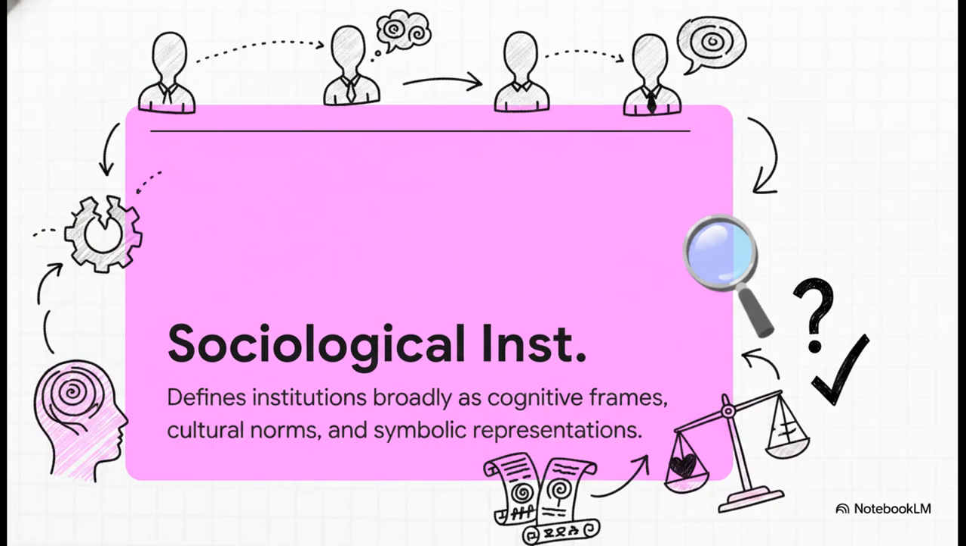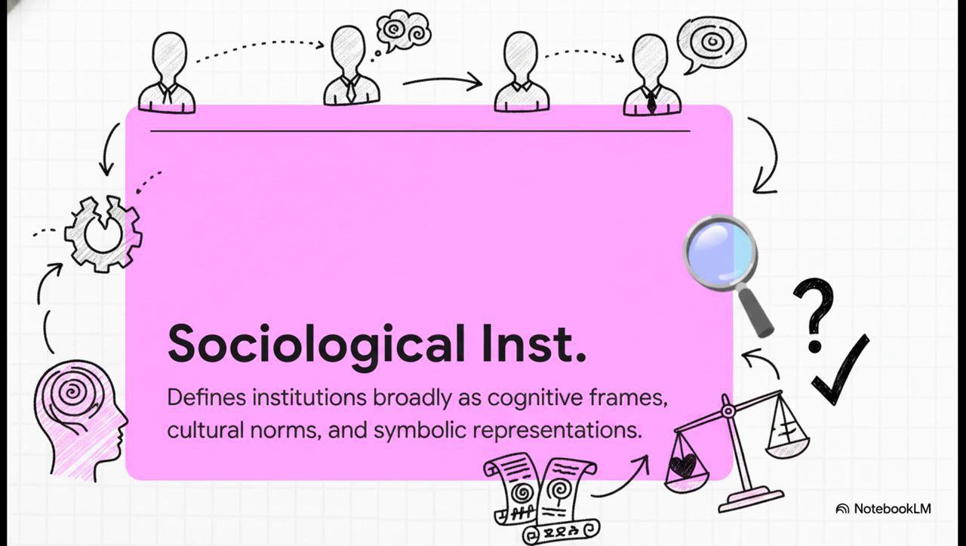And finally, we have sociological institutionalism. This theory moves us completely away from that pure, cold, calculated self-interest we just talked about. Sociological institutionalists argue, hey, humans aren't just calculating machines, we're social creatures. Here, institutions are defined much more broadly. They include cognitive frames, moral templates, and cultural norms.